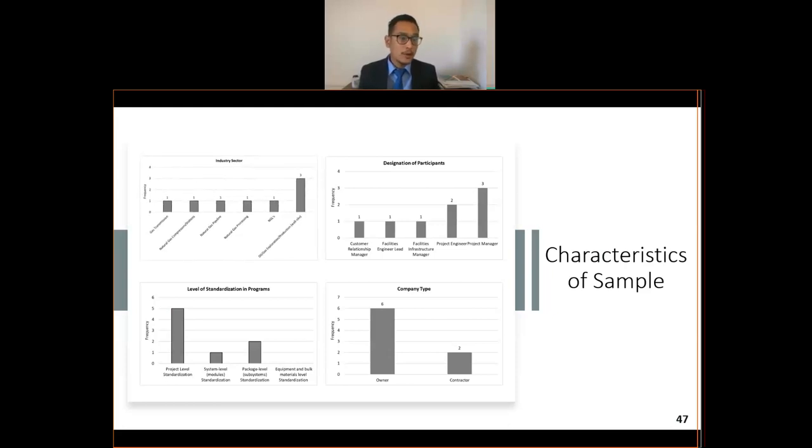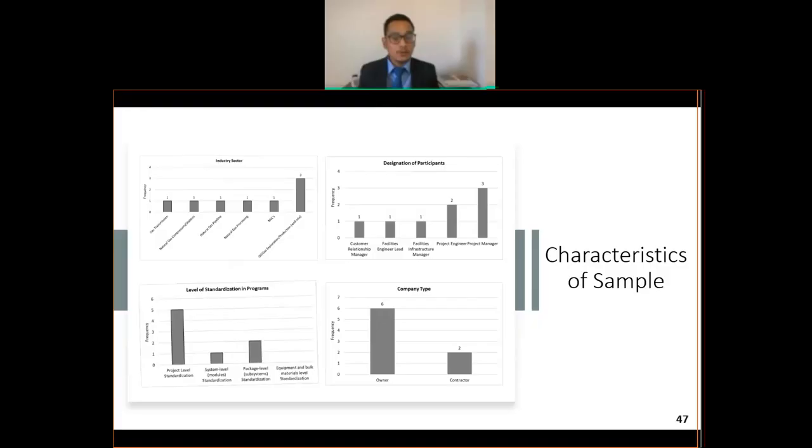We can see the UMM sector is well represented here. The participants are all very experienced in their field. Level of standardization is dominated by project level standardization. And there are 6 owners and 2 contractors representing the collected data.